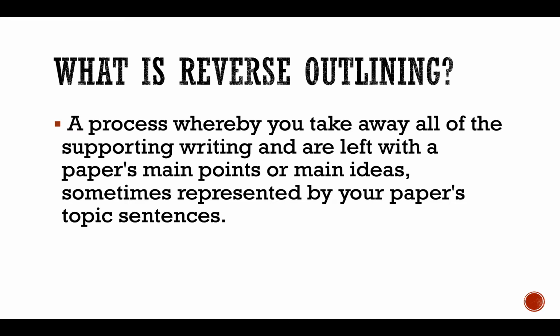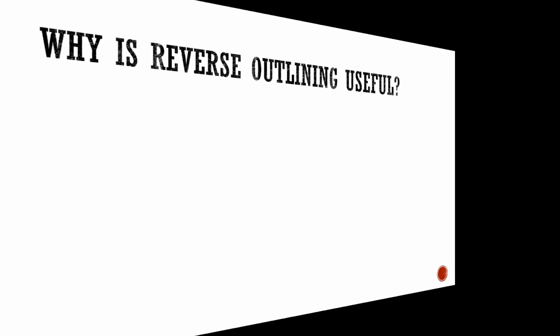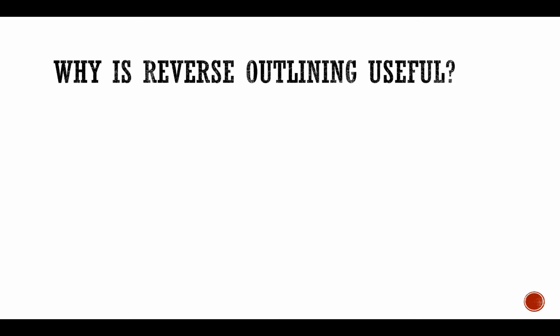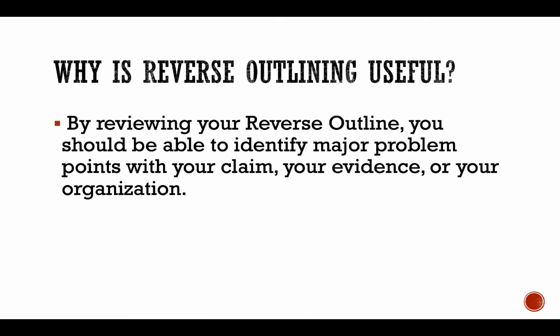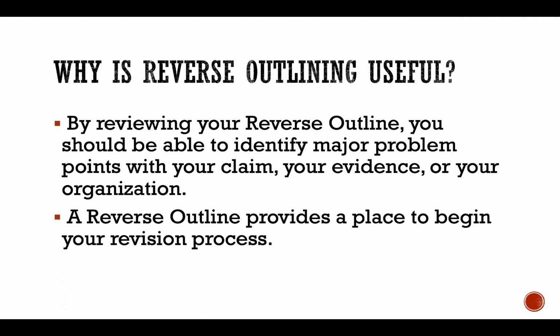A process whereby you take away all of the supporting writing and are left with the paper's main points or main ideas, sometimes represented by your paper's topic sentences. Why is reverse outlining so useful? By reviewing your reverse outline, you should be able to identify major problem points with your claim, your evidence, or your organization. Basically, a reverse outline provides a place to begin your revision process.